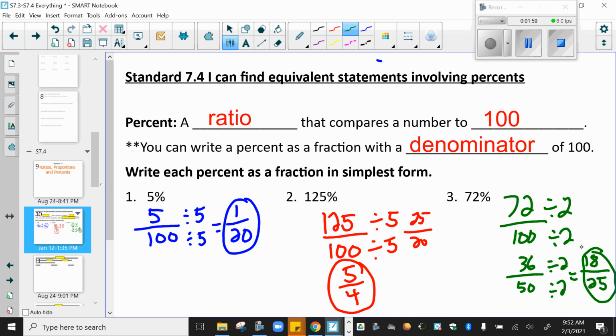Alright? Hopefully by now those are pretty easy. But just literally, we're just writing the number over 100. Always over 100, regardless of the size of the number, over 100.